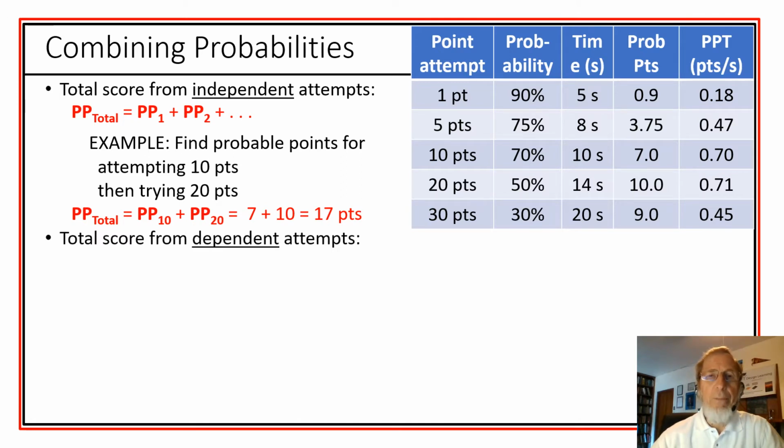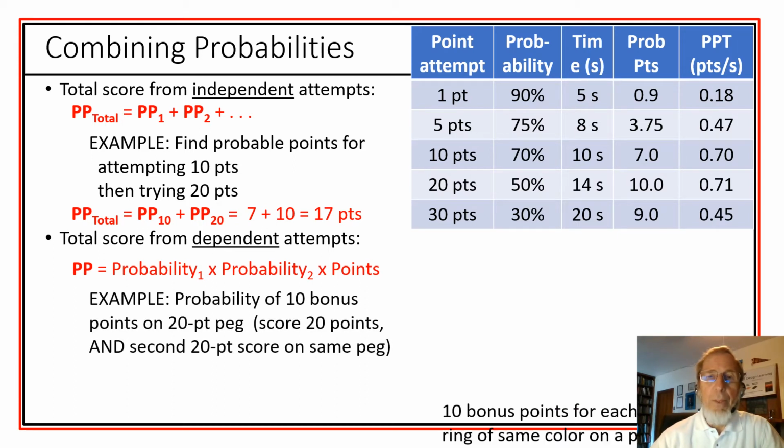Now, if, on the other hand, we have 2 attempts and they are dependent, in other words, scoring one of them depends upon our success in already having scored the other one, then we calculate the probable points differently. The probable points is the probability of the first one being successful times the probability of the second one being successful times the number of points that we would gain from getting both of them.